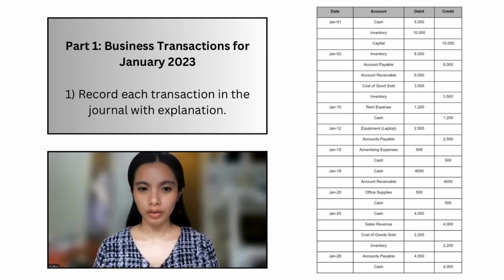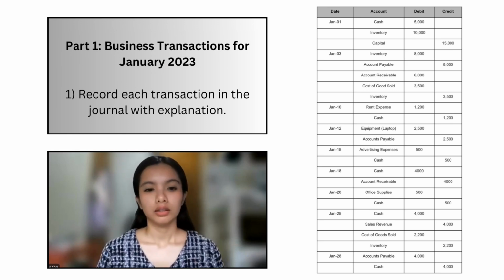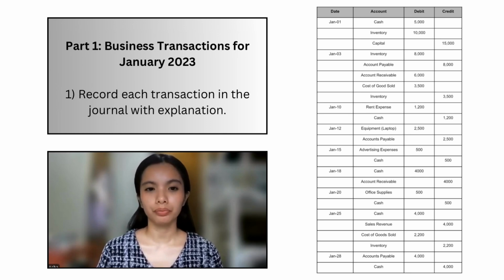On the third of January, we have inventory account 8,000 debit, account payable 8,000 credit. Then we go to account receivable 6,000 on the debit side. Cost of goods sold 3,500 on the debit side as well. Inventory is on the credit side 3,500.